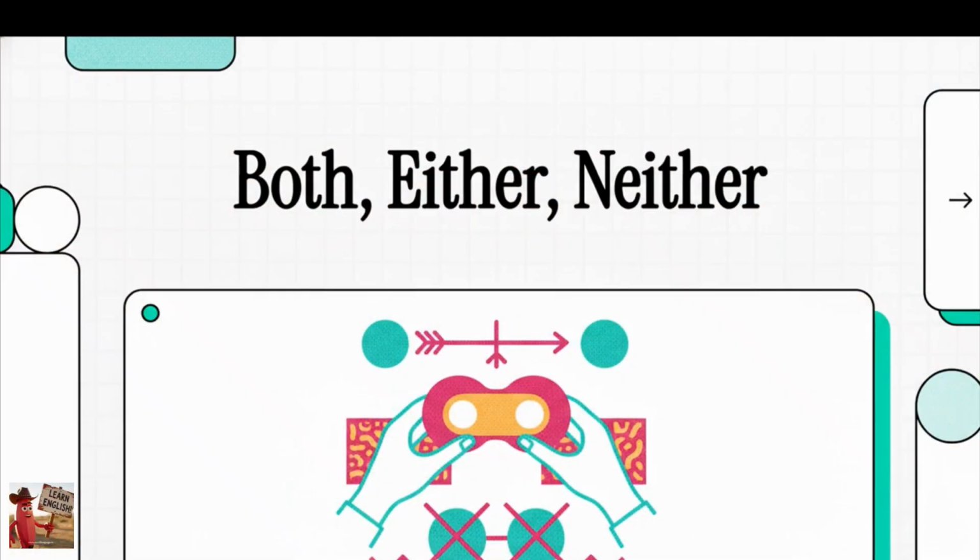All right, let's talk about three little words that can cause a whole lot of confusion. Both, either, and neither. Now, you think you know them, but they've got this secret history. And once you get it, using them correctly becomes so much easier. So, let's dive right in.